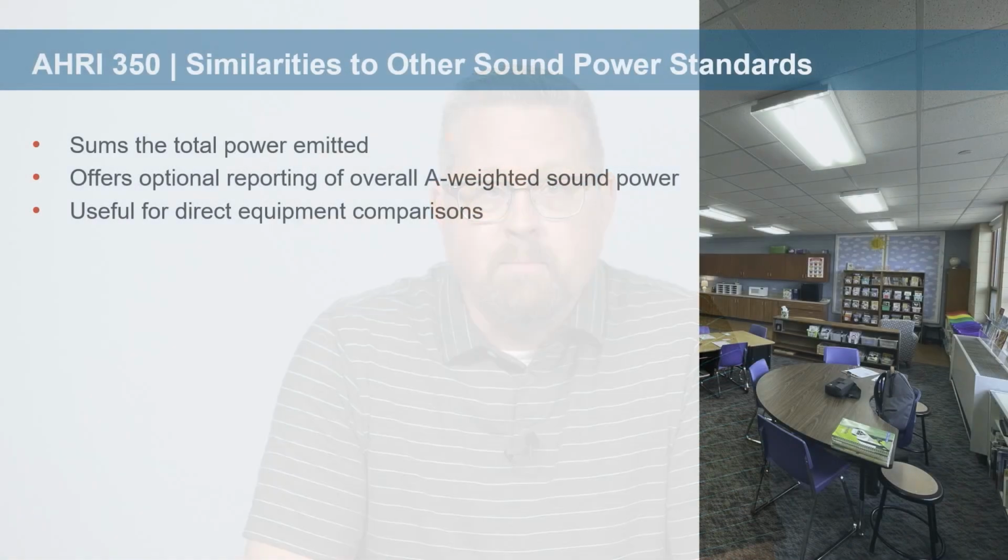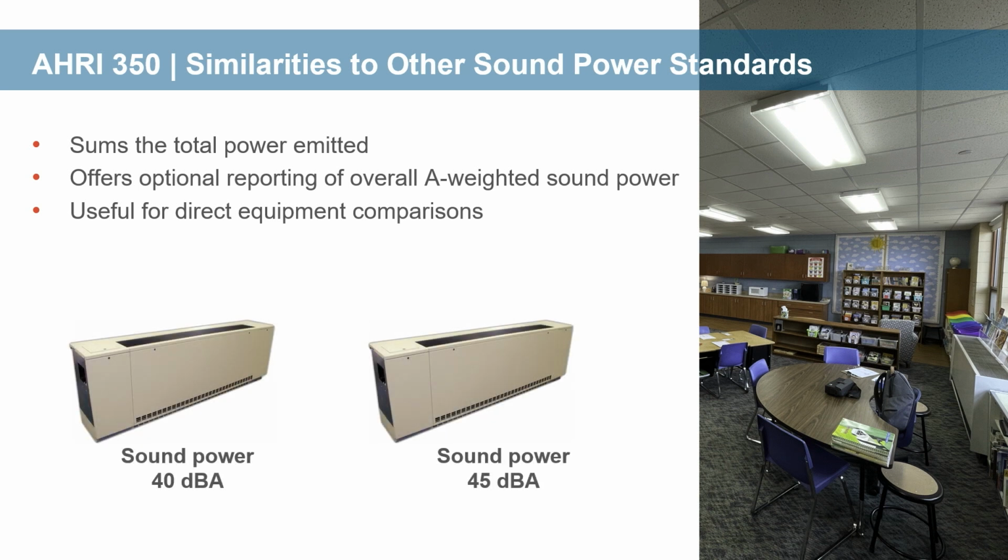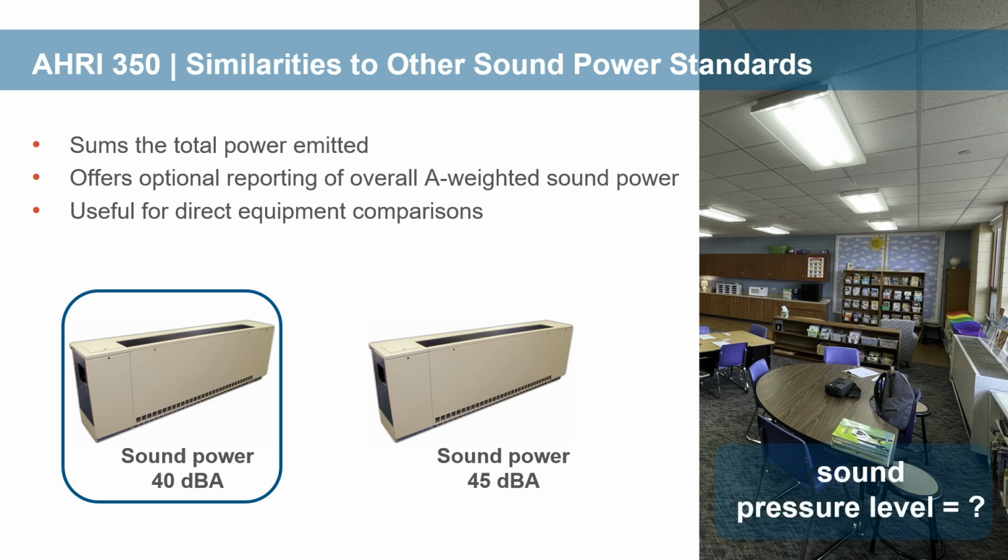The method of measuring and reporting sound in AHRI 350 is perfectly suitable for many other types of products. Like many other sound power standards, 350 sums the total power emitted and optionally reports the overall A-weighted sound power level, which can be useful when doing an A-B comparison between two units doing the same job. For example, if these two fan coils both meet the design requirements, choosing the one with the lower overall A-weighted sound power will be the quieter choice. Note, however, that this does not tell you what the resulting sound pressure level in the room will be, so you won't know if you will meet the acoustical requirements just by doing this A-B comparison.